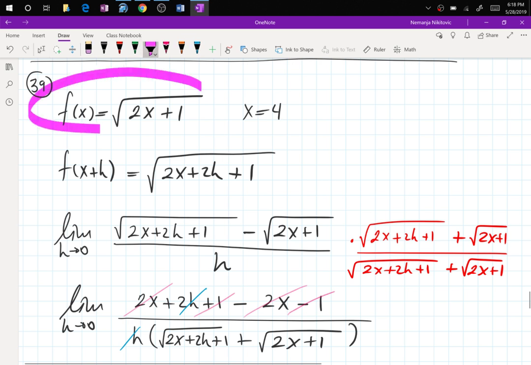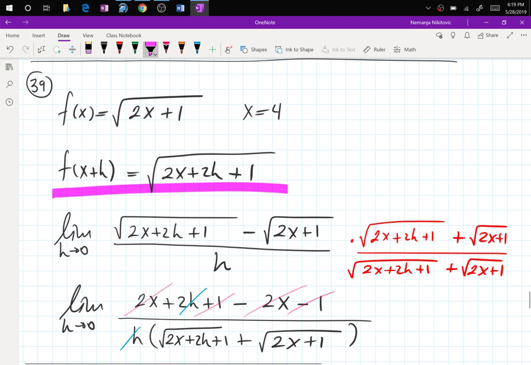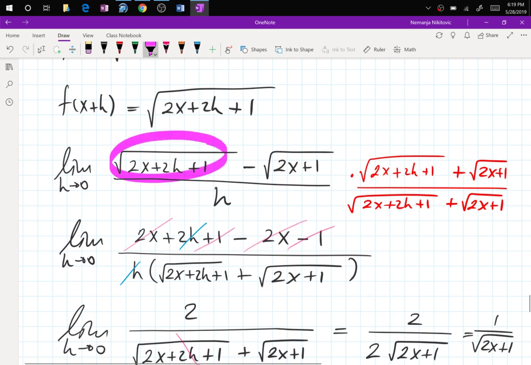So this is what's given to us. The function and the value at which we want to find the derivative. We need f of x plus h in order to compute the difference quotient and then eventually do the limit. So we create f of x plus h by replacing x with x plus h and distributing 2. And then we plug everything into the formula. That's f of x plus h minus f of x, divided by h.